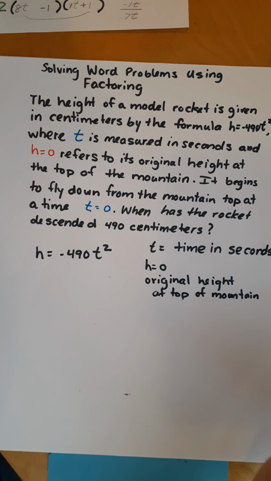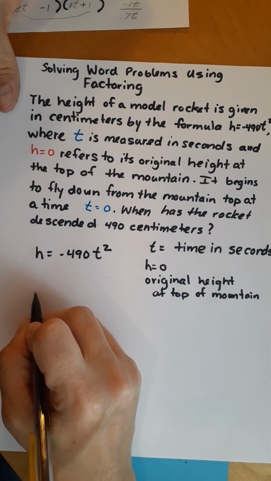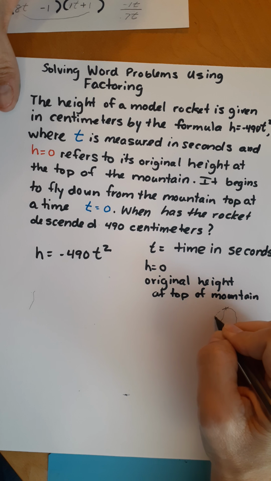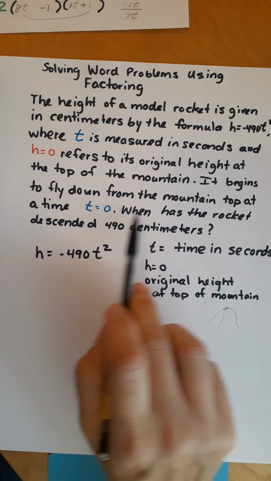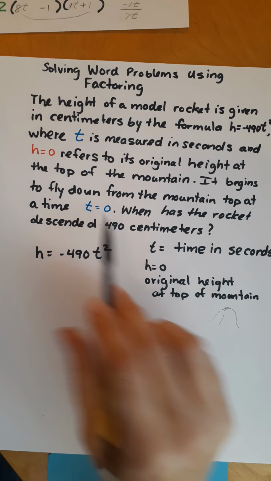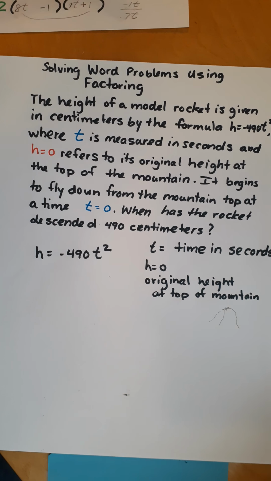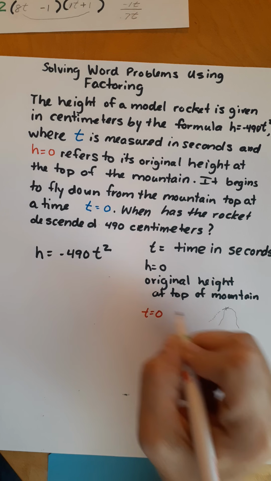So I'm going to draw a picture because it helps me to understand. So here's my mountain. Let me put it over here. Here's my mountain, and this airplane begins to fly down. Okay? From the mountaintop at a time of t equals 0. So the moment it begins, my time is equal to 0.